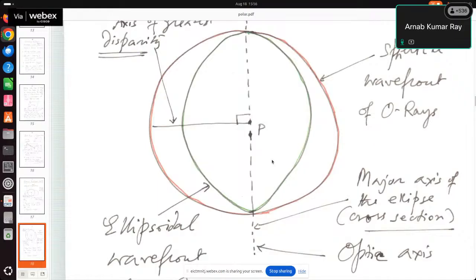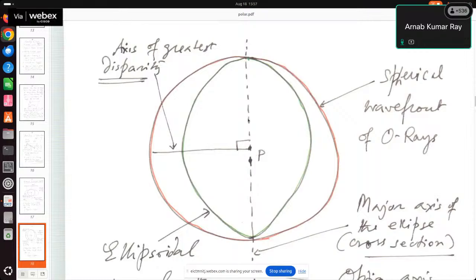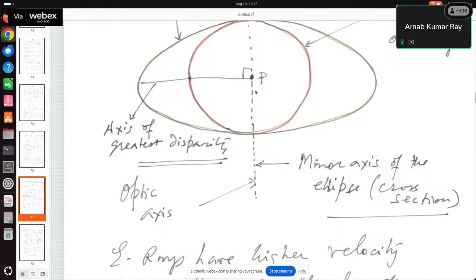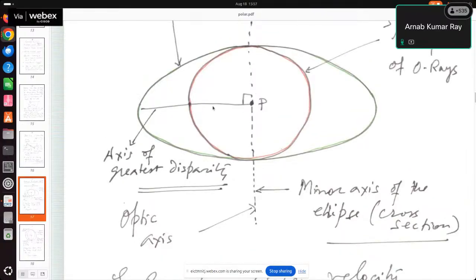Here is the ellipse. The ordinary rays' wavefront has enveloped the extraordinary ray wavefront. Let us now try to understand this. Along the major axis of the ellipse, remember, the faster velocity will always be along the major axis. In the previous diagram, the faster velocity for the extraordinary ray was along the major axis, and the slower velocity was along the minor axis. Now the velocity of the extraordinary ray along the slower axis is also the velocity of the ordinary rays.